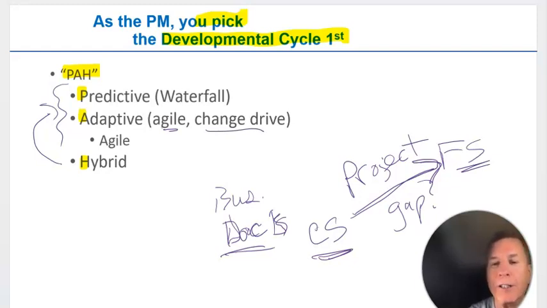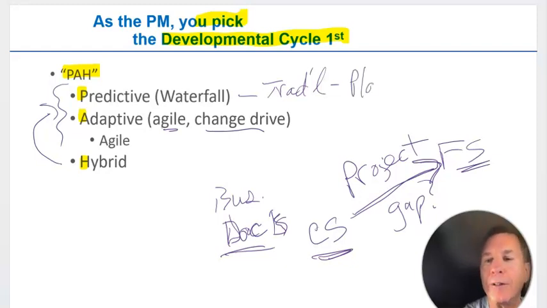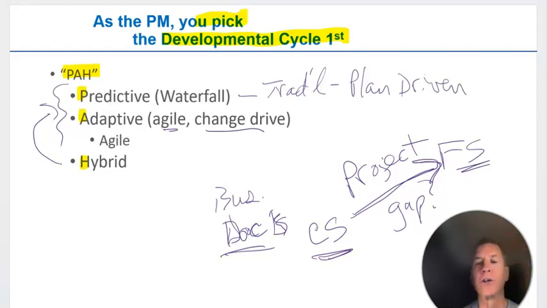And a predictive project is known as waterfall. It's also known as traditional project management. It's also known as plan-driven project management. There are reasons for that. We're going to talk about them during the course.